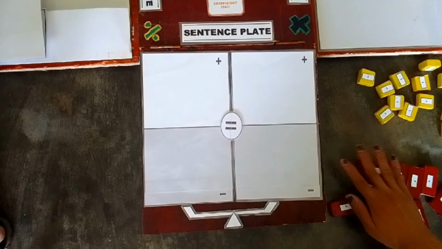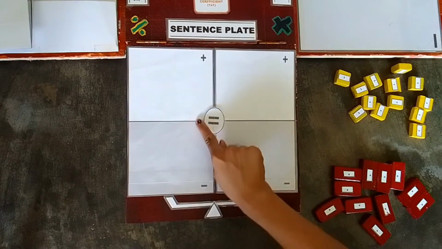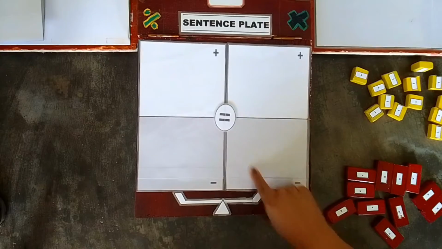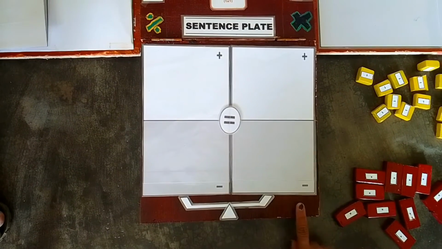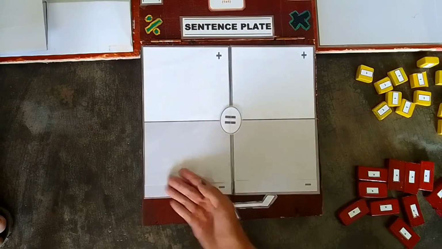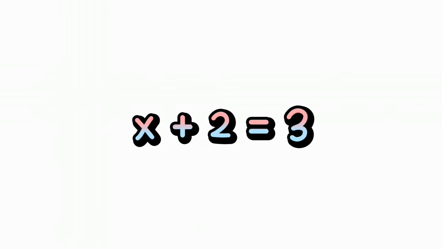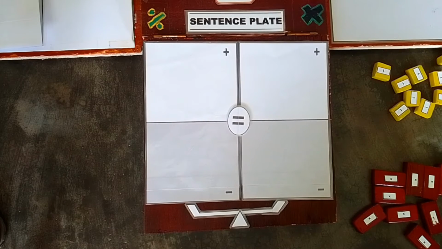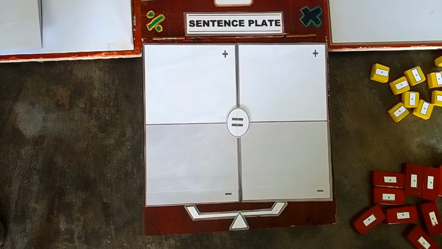The sentence math plate is used to evaluate algebraic expressions and algebraic equations. The equal sign gives us the value of an unknown term or the variable in the algebraic expressions and algebraic equations. The balance at the bottom indicates that when students solve equations, what they do on the left side must also be done on the other side. For example, x plus 2 is equal to 3. In order to solve for this, we must isolate the x first and keep the equation balanced.